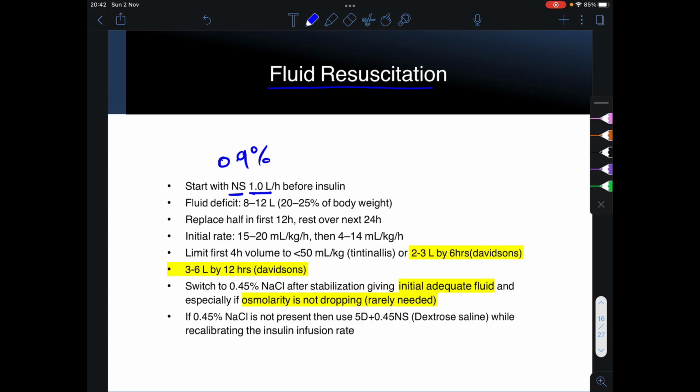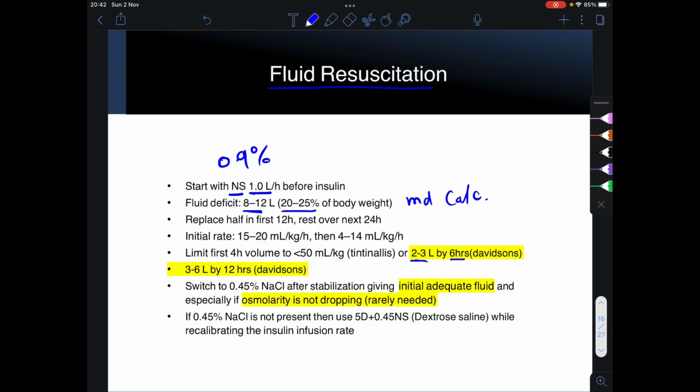Usually with these patients, there is a way of calculating their fluid loss by using MedCalc. That's an app you can use, but usually they lose about 8 to 12 liters, which is about 25% of their body weight. Now your main goal is to give them 2 to 3 liters in the first 6 hours.